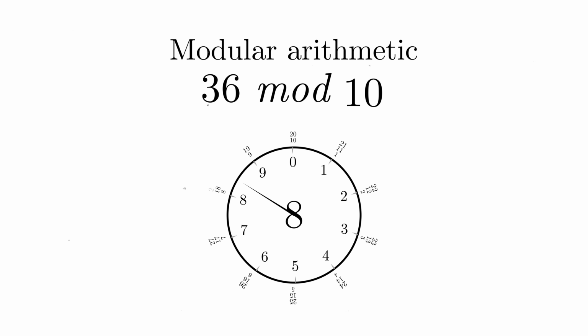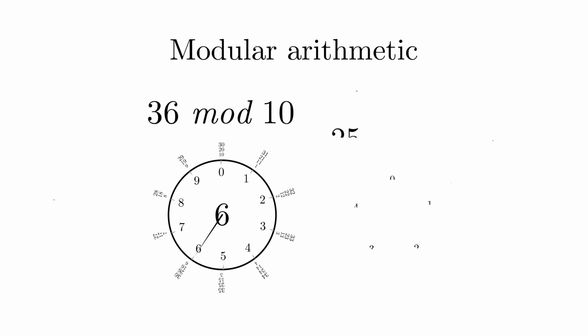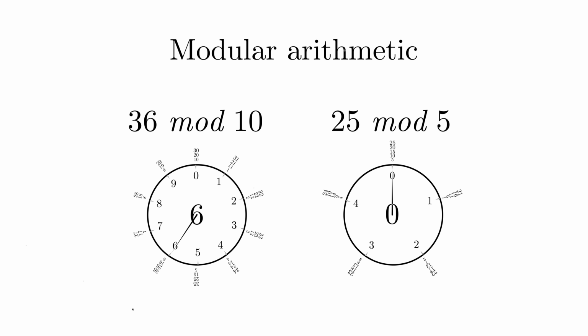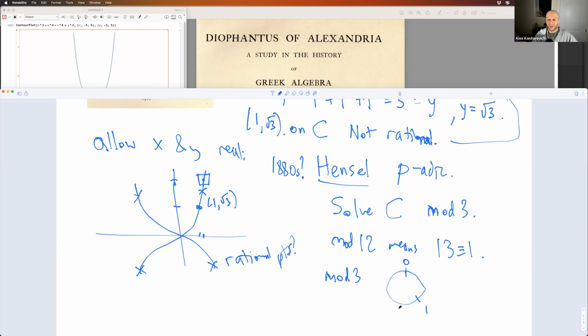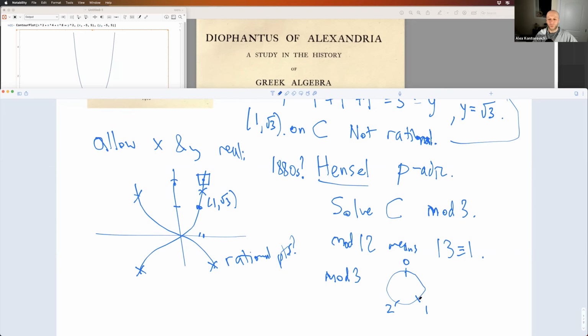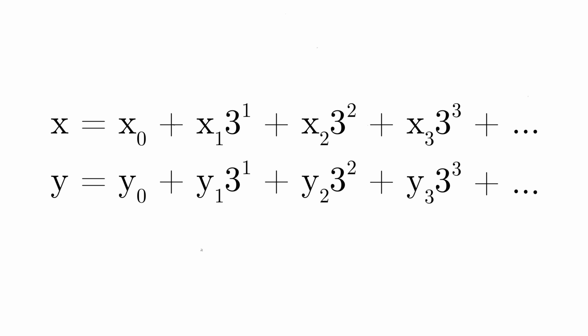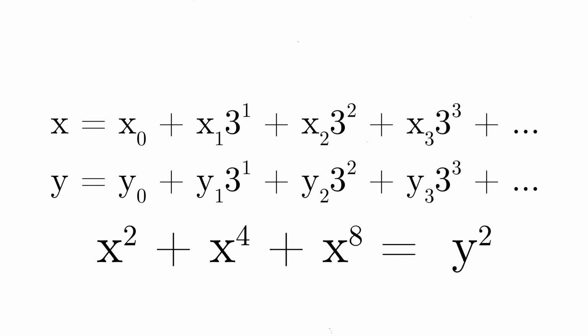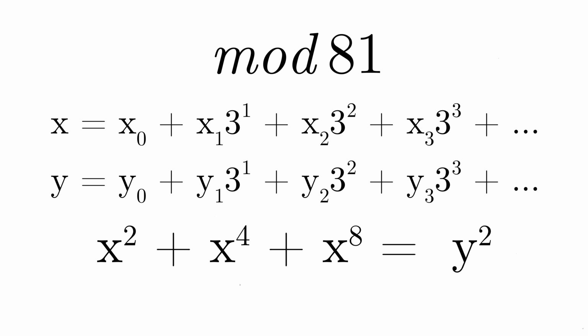36 modulo 10, or 36 mod 10, is 6, and 25 mod 5 is 0. Mod 3 means your clock only has 3 numbers on it, 0, 1, and 2. And if you multiply 2 by 2, you get 4, and 4 is the same thing as 1 o'clock on a 3-hour clock. What's great about this approach is it allows us to work out the coefficients in our expansion one at a time, by first solving the equation mod 3, and then mod 9, and then mod 27, and so on.